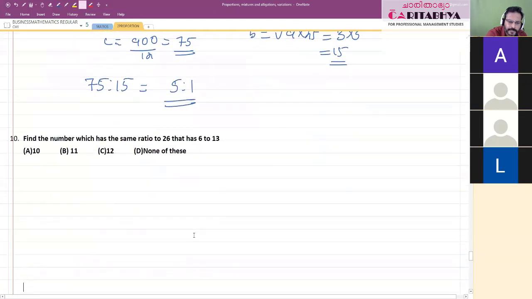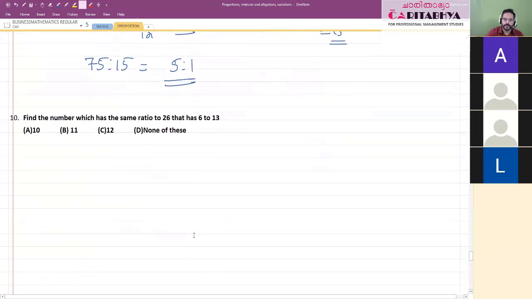Find the number which has the same ratio to 26 as 6:13. Same ratio. So x is to 26 has the same ratio as 6:13. Cross multiply. Find the number which has the same a is to b. അതായത് a അറിയില്ല, അല്ലെങ്കിൽ x is to 26 equal to 6 is to 13.